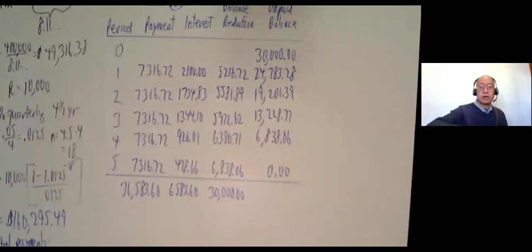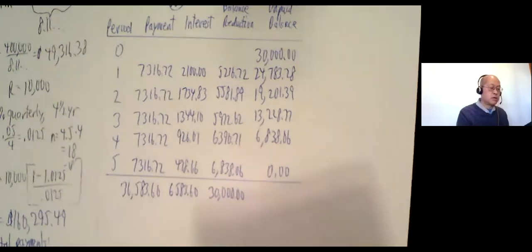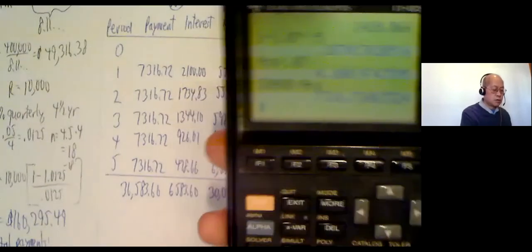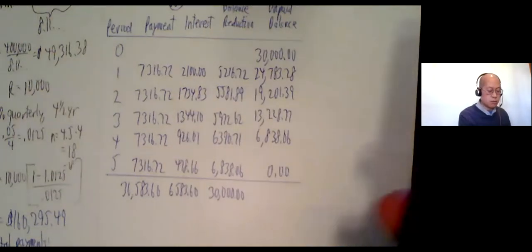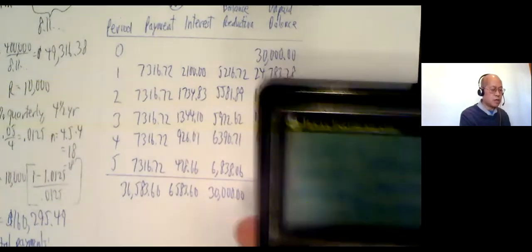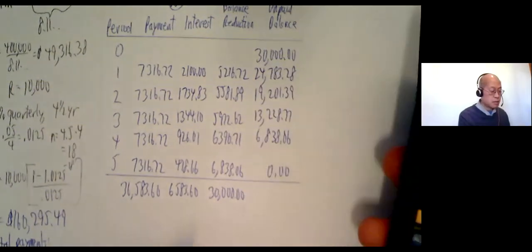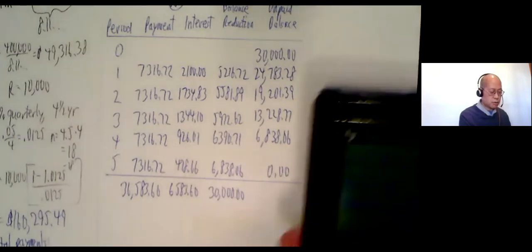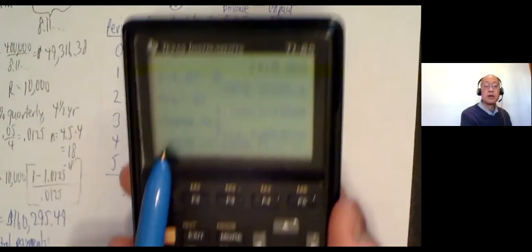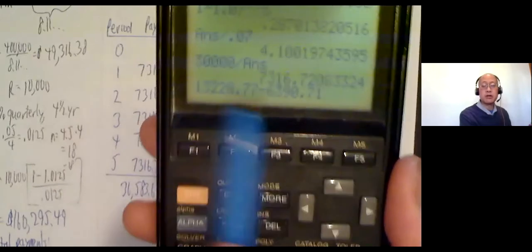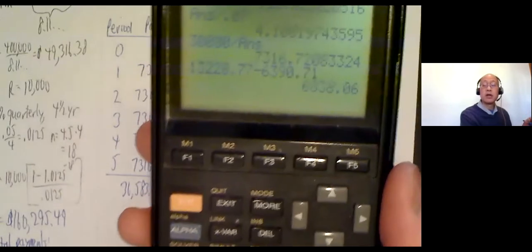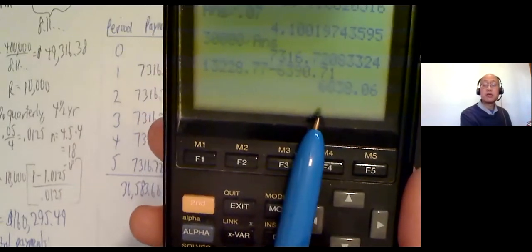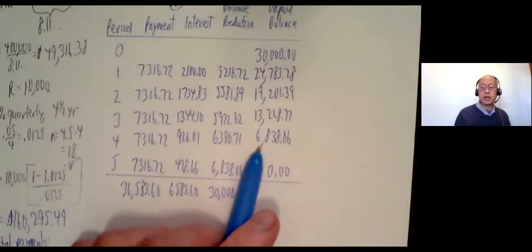Okay, and show that to you quickly. I'll use this other calculator for that one. So 13228.77 minus 6390.71. And the nice thing about this calculator is you can see what you typed in. 6838.06. There we are, 6838.06.